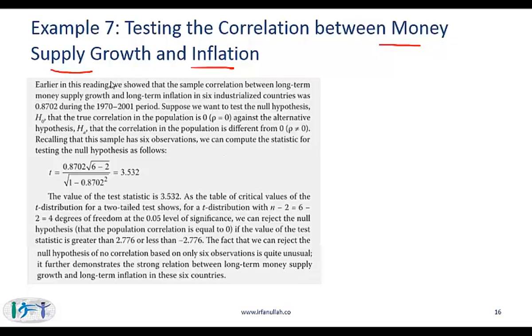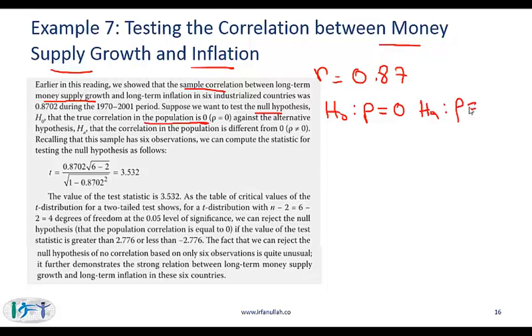Okay, so earlier in this reading, we showed that the sample correlation between money supply growth and inflation was 0.87. So is this r? It is, because that was based on a sample. Suppose we want to test the null hypothesis H naught. So what is the null hypothesis now? That the correlation of the population is 0. So how do we write that? This is equal to 0. Then what is the alternate hypothesis? That the population correlation is not equal to 0.